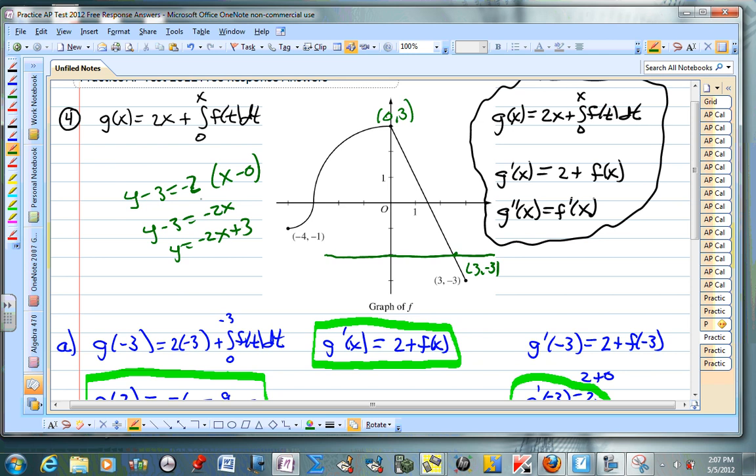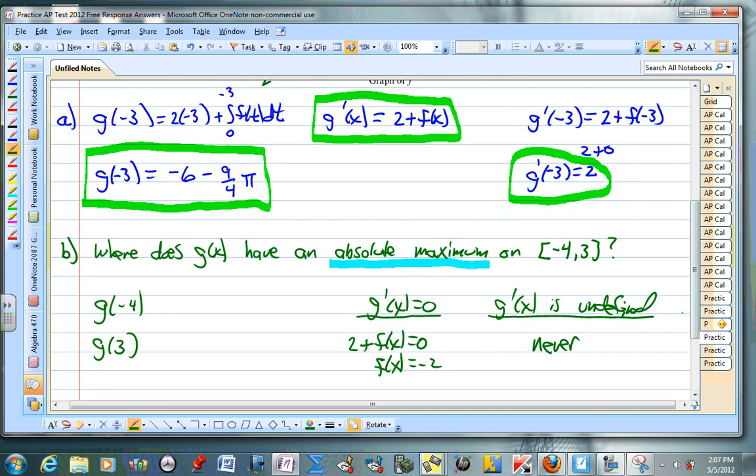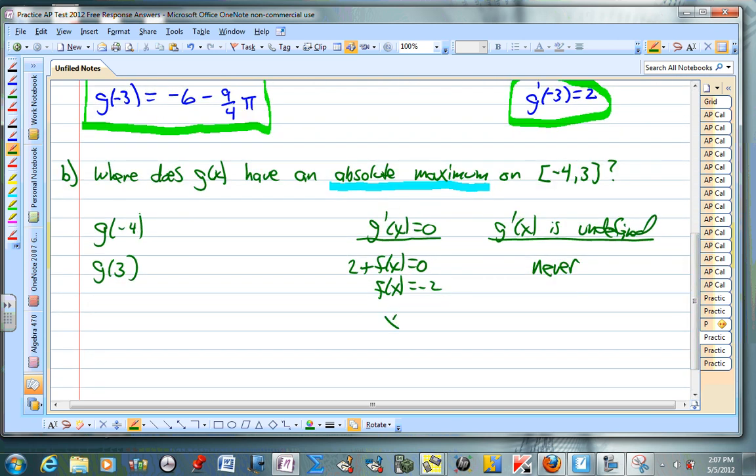Now let's see when this equals negative 2. So we'll replace y with negative 2. Subtract 3 from both sides. Negative 5 equals negative 2x. Divide by negative 2. Negative over negative makes positive. X is 5 halves. So we have a critical number when x equals 5 halves, or when x equals 2.5.